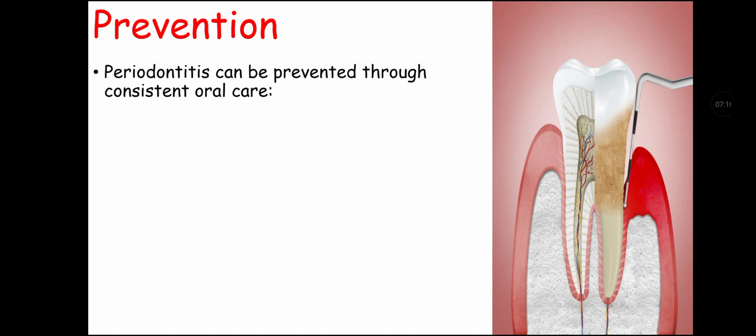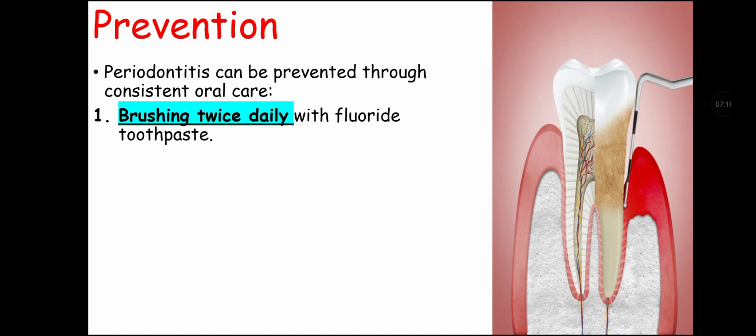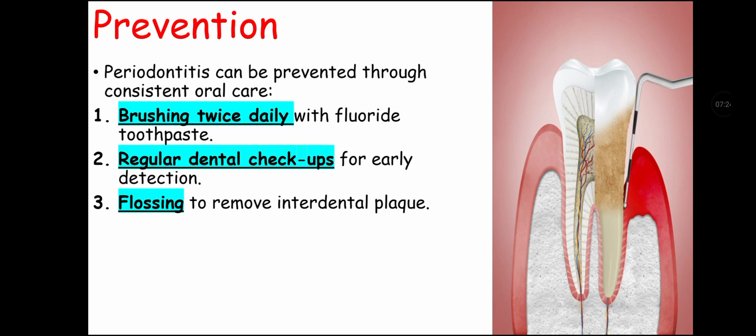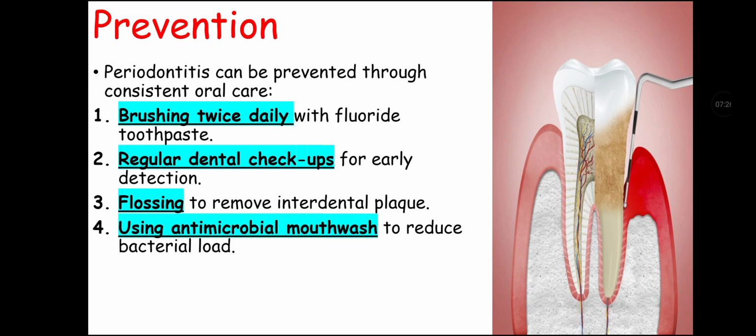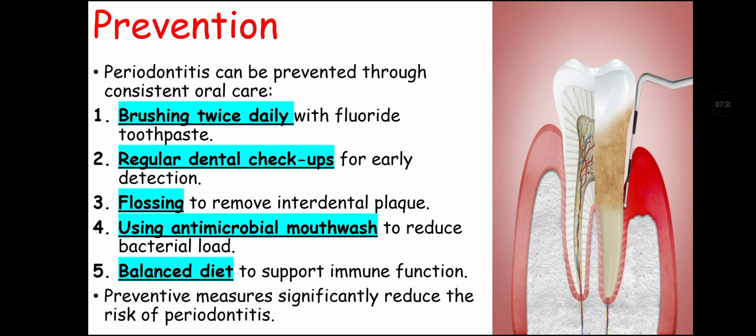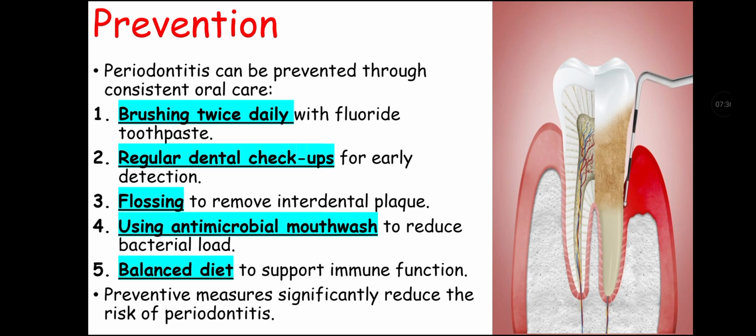Now let's talk about prevention of periodontal diseases or periodontitis. It can be prevented through consistent oral care, that is brushing twice daily with fluoride toothpaste, regular dental checkup for early detection, flossing to remove interdental plaque, using antimicrobial mouthwash to reduce bacterial load, and balanced diet to support immune function. Preventive measures significantly reduce the risk of periodontitis.